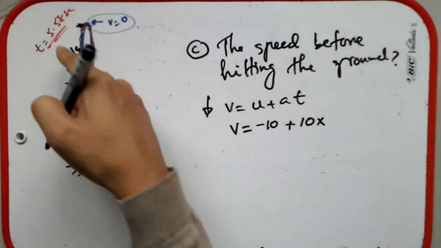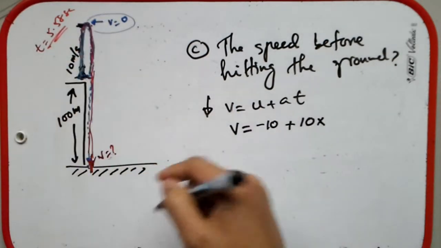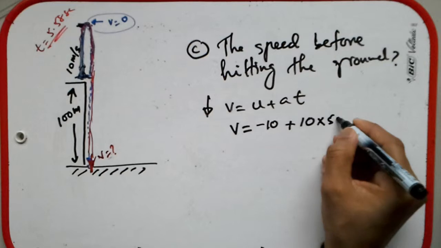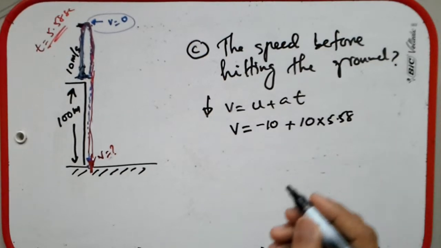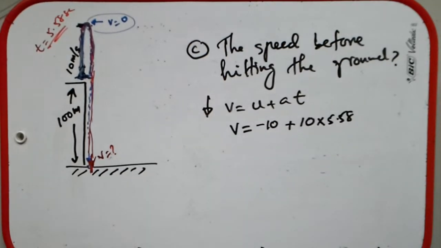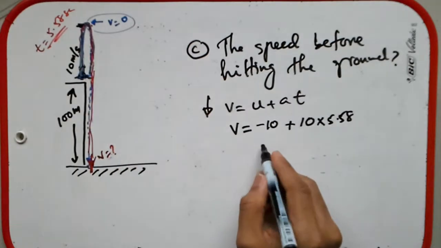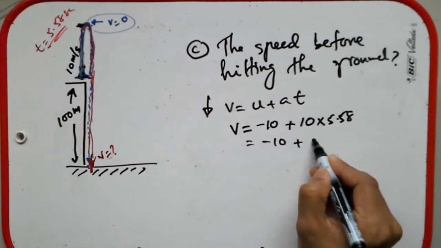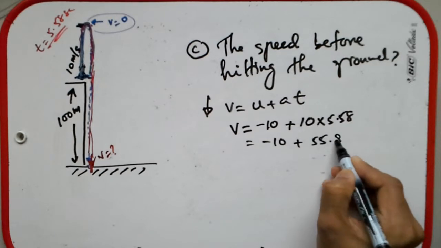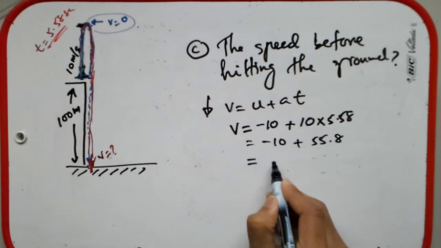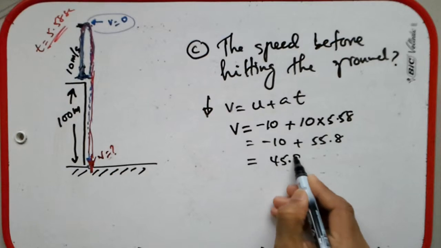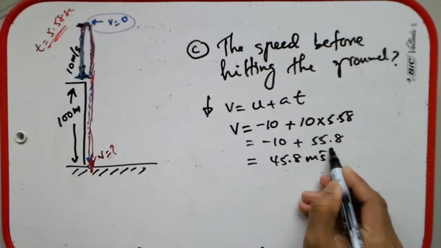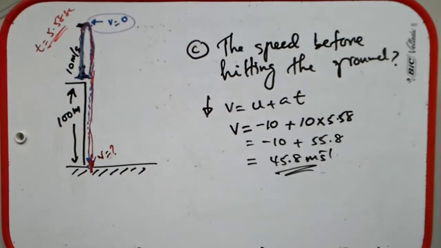t is what? For the total time for the journey we said 5.58 seconds. So here we found that. If you multiply 10 by 5.58, you'll get 55.8, therefore 45.8 meters per second. So this is the speed when the ball reaches the ground.